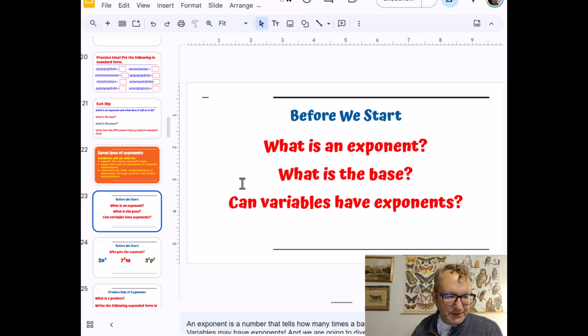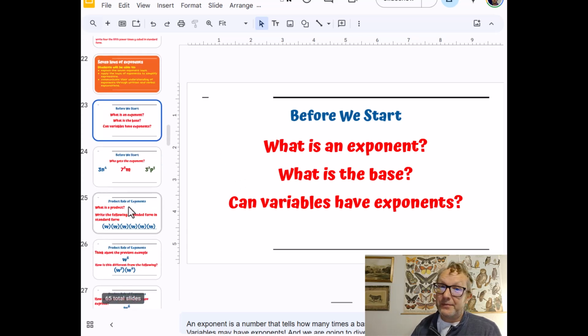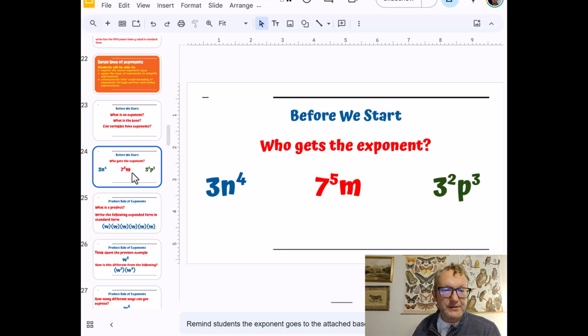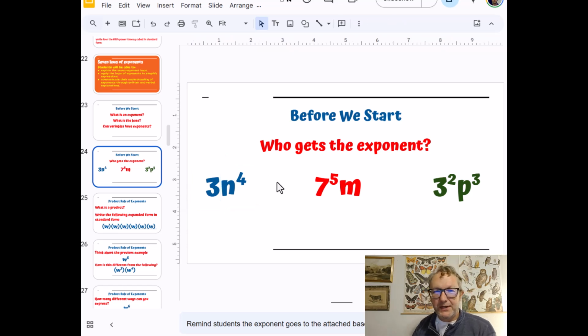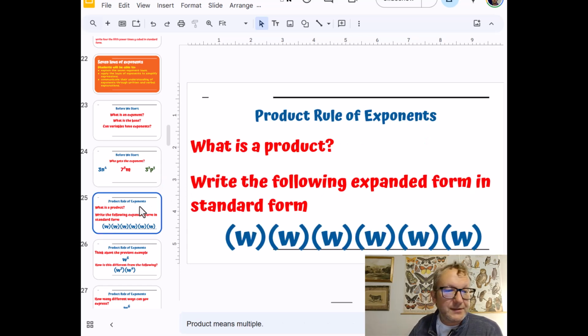So we have a lot of discussion because the more kids talk about math, the more they understand it. So before we start, who gets the exponent? And I like to bring this out because sometimes kids will want to give that 4 to that 3, and it's not. So the little tip is sometimes I would have them write a 1, 3 to the 1st power and to the 4th power, and just have that discussion. If you don't see an exponent, it's just understood to be 1. Just like if you don't see a coefficient, it's understood to be 1. I don't think you can talk about that stuff too much.